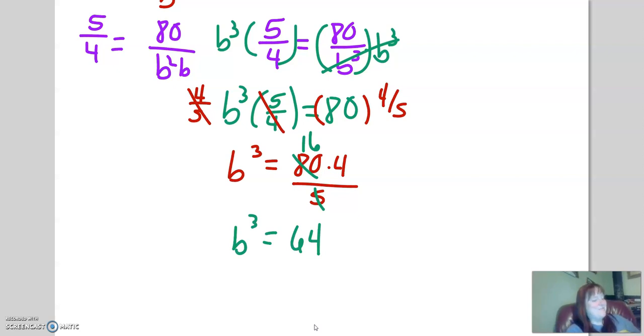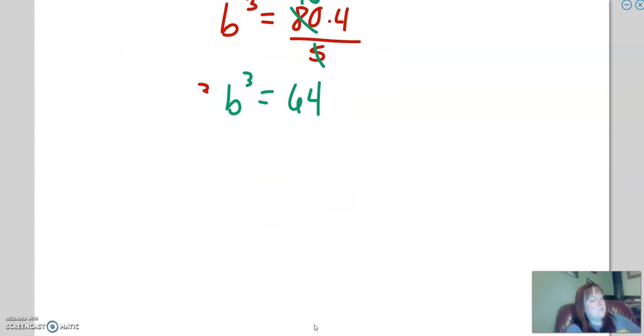And then we can take the cube root of both sides, or again, raise it to the 1/3 power. Those are the same thing. B equals, what's 64 to the 1/3? It's 4, because 4 cubed is 64. Okay, so now we found B. Whew! Now let's find A.